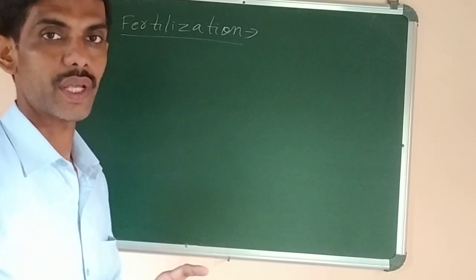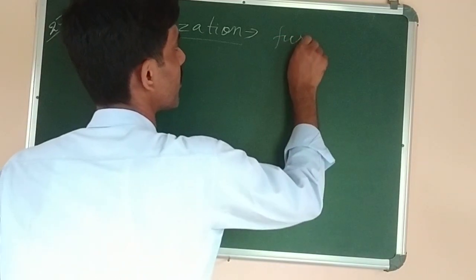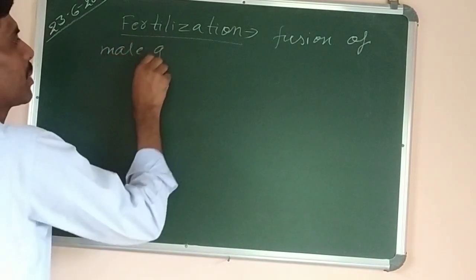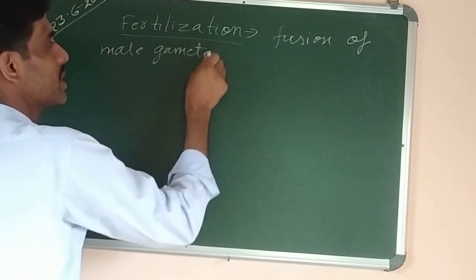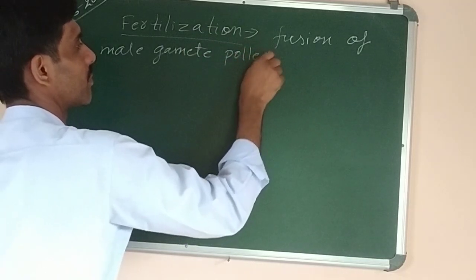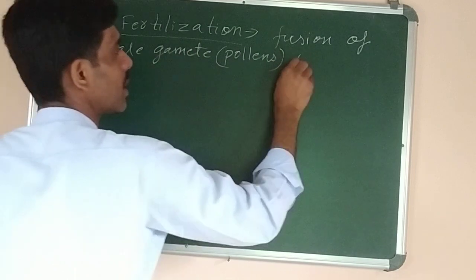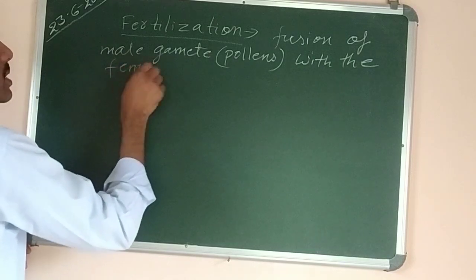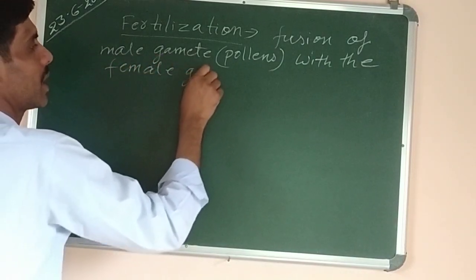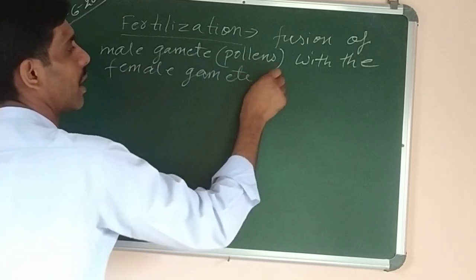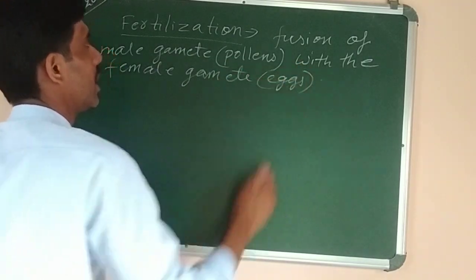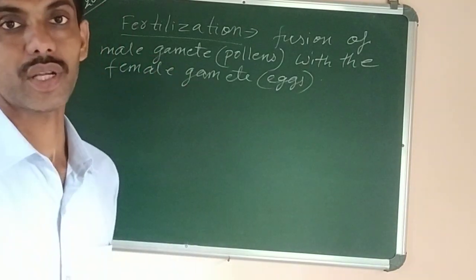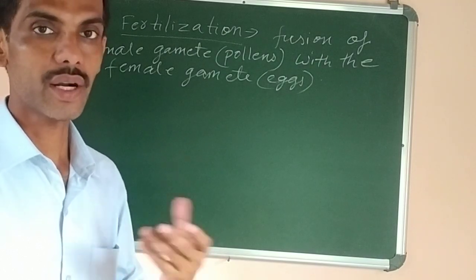The process of fusion, I will just write in short, fusion of male gamete. Male gamete means here the pollens. In case of plants or flowers, they are called pollens. Pollens are the male gametes. So fusion of male gametes with the female gamete. In case of plants or flowers, the female gamete is the egg. Egg is called fertilization.